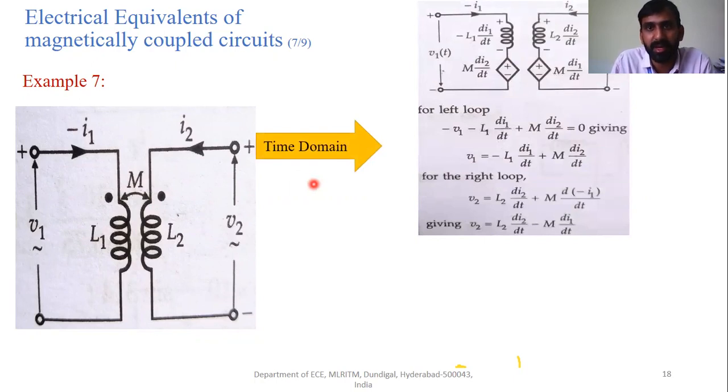So if you represent in the time domain, what is going to be V1? The first term, the voltage drop across L1, is going to be minus L1 di1 by dt, because the current I1 is negative. This negative term is not because of L1, it is due to the negative polarity of I1. So minus L1 di1 by dt. As I2 is positive, here it is going to be positive.